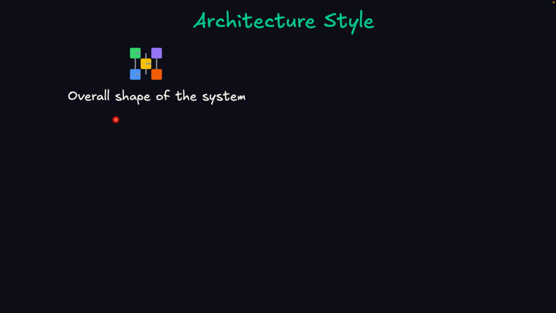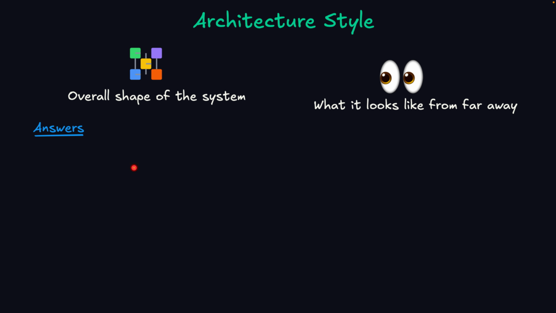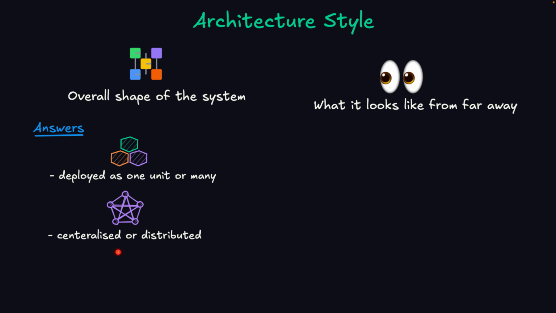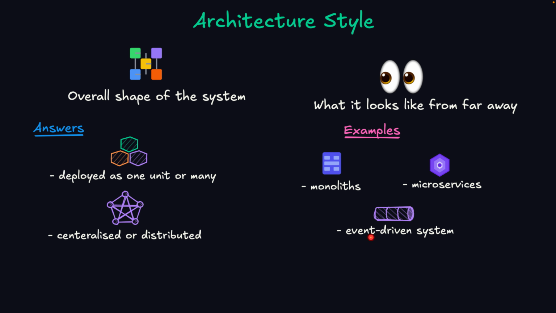Architecture style basically defines the overall shape of the system. This is what we see when we look at the system from far away. It answers questions like whether the system is deployed as one unit or many units, whether the system is a centralized system or distributed system. And some of the examples for architecture style include things like monoliths, microservices, and event-driven systems.